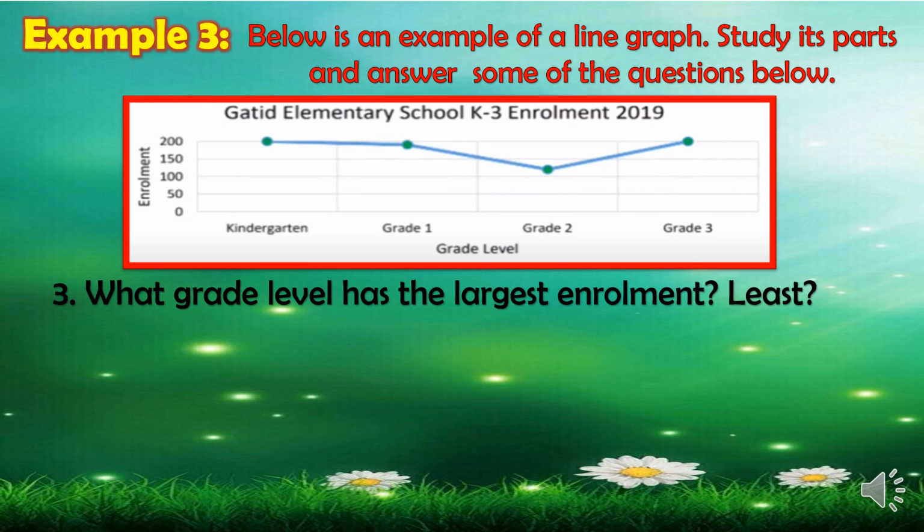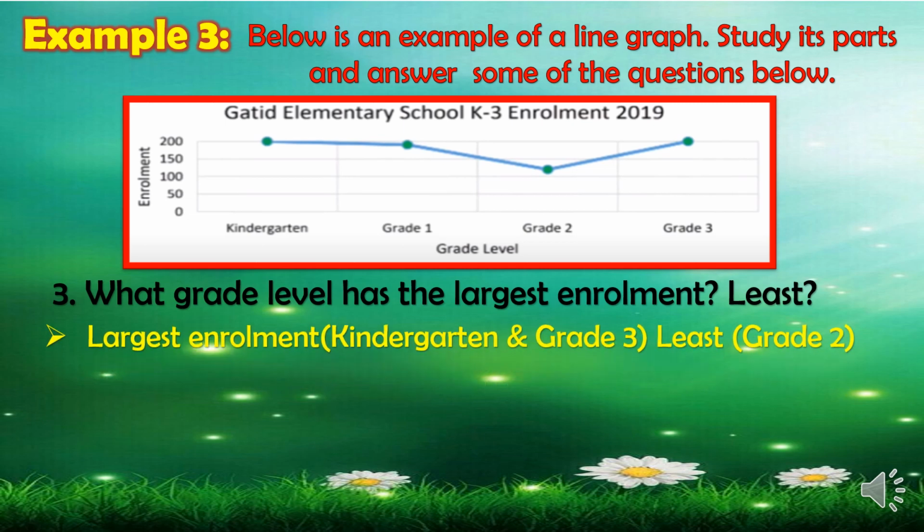Question number 3. What grade level has the largest enrollment and the least enrollment? Answer. Largest enrollment, kindergarten and grade 3. So they got 200 for kindergarten and 200 for grade 3. They have the same number of enrollment. And the least enrollment is grade 2.